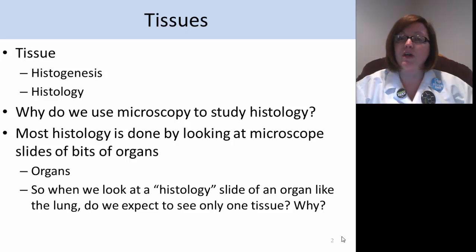Most of the time when we're looking at a tissue under the microscope, what we're actually looking at is a small piece of an organ. Right? An organ, by definition, is a group of tissues working together to perform a particular function. So when we look at an organ, we're going to see multiple tissue types. Therefore, if we're looking at a small little piece of an organ on a microscope slide, you wouldn't expect to find only one tissue type. You're going to expect to find multiple tissue types.